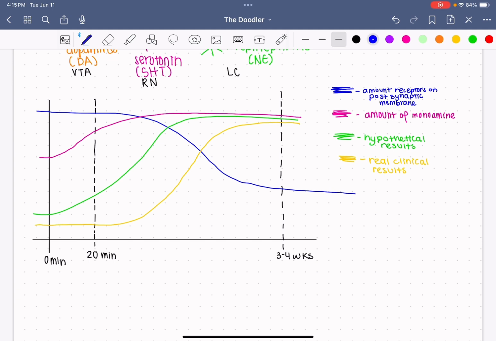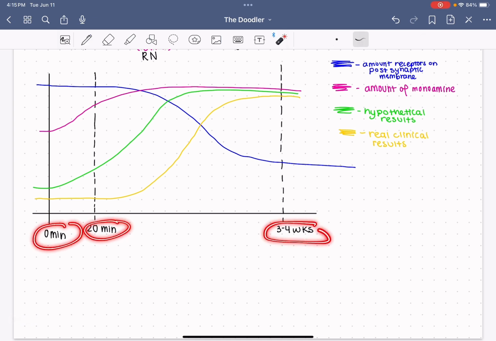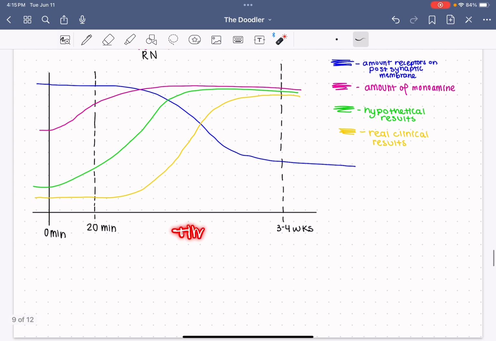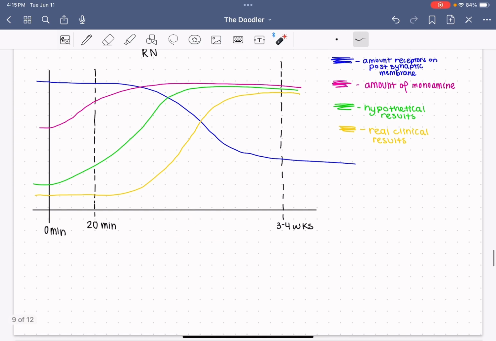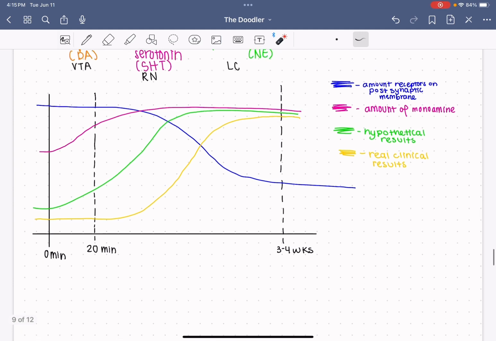So I'm going to talk through this diagram here. This diagram shows 0 minutes, 20 minutes, and then 3 to 4 weeks. The time is not to scale, but it gives an example of what's going on in terms of scale. This first blue color is the amount of receptors on the postsynaptic membrane. So this is in a depressed patient, where there'd be a high level of receptors on the postsynaptic membrane, but here, after treatment with an antidepressant, there's less.